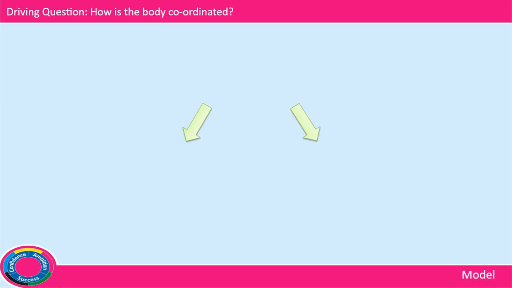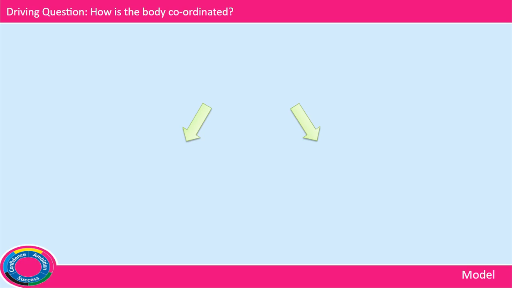Brilliant. Back to our driving question. How is the body coordinated? So today we'll be learning about the nervous system. Just a reminder that cells are the building blocks of life. Your body is made of trillions of cells. Group of cells working together creates tissues. Group of tissues working together creates organs. Group of organs working together creates organ systems. And group of organ systems working together performing the same or similar function is called an organism.